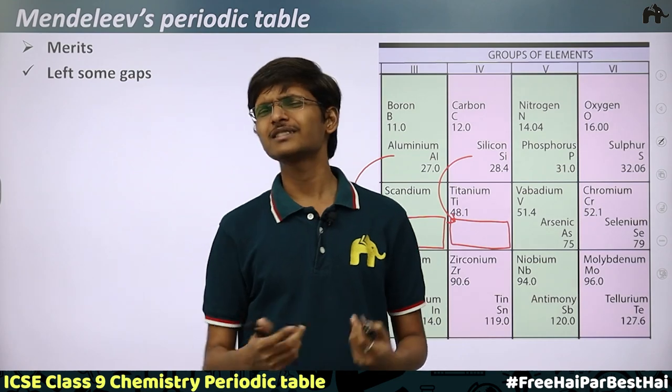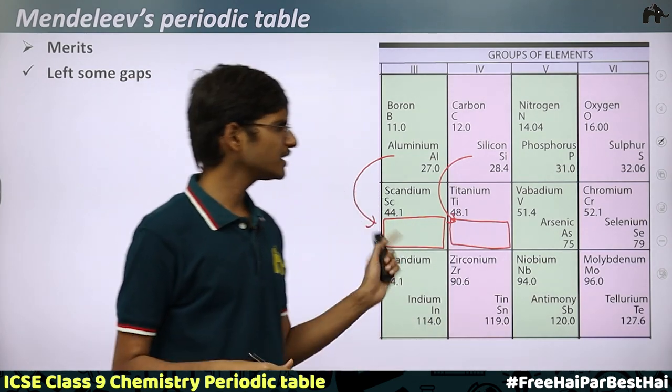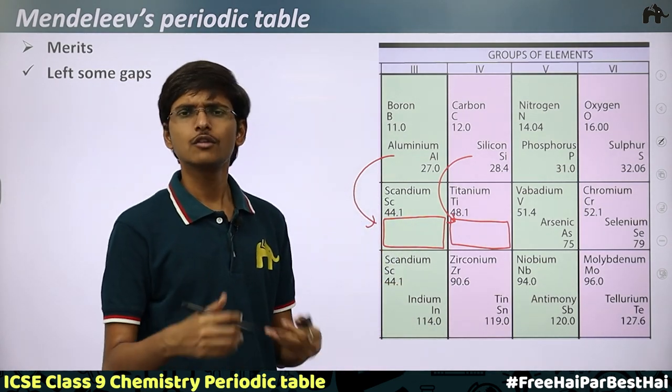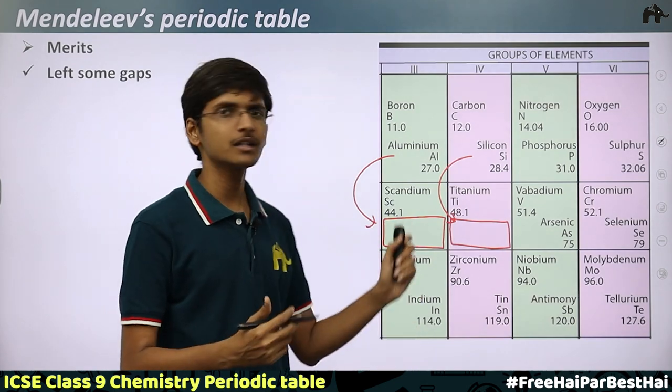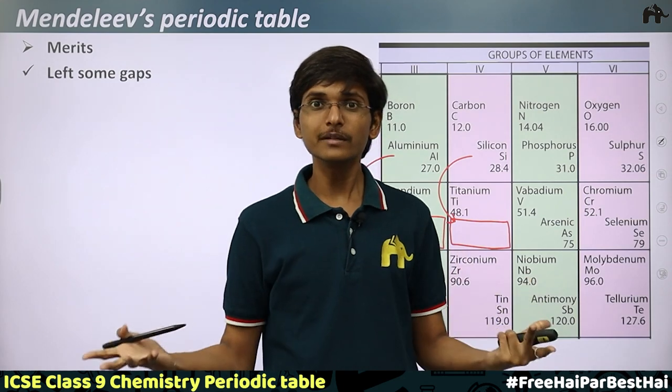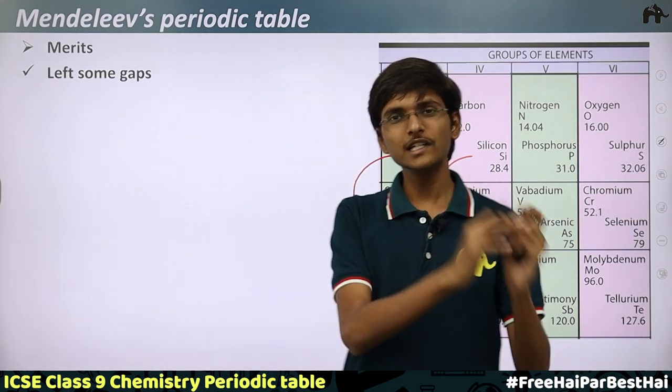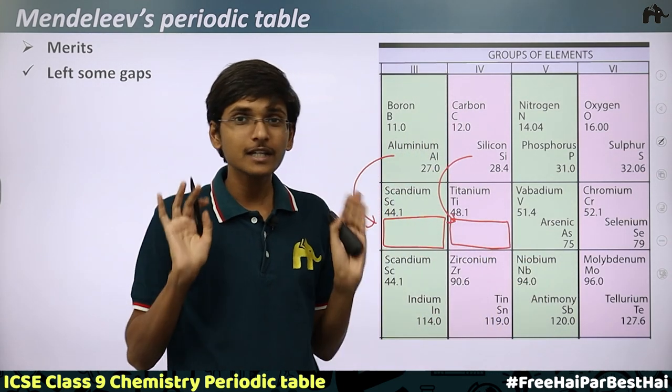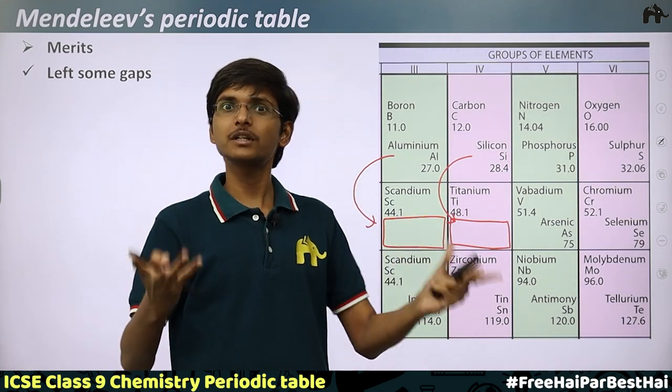And you would say, sir, it's fine then, he just left the gaps and said the elements would be discovered in the future and you place them here. Not just that. He predicted the properties of those elements. You can imagine, those elements were not in existence at Mendeleev's time, but still he predicted their properties.